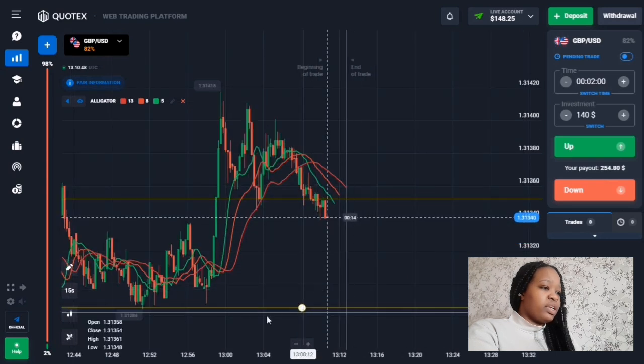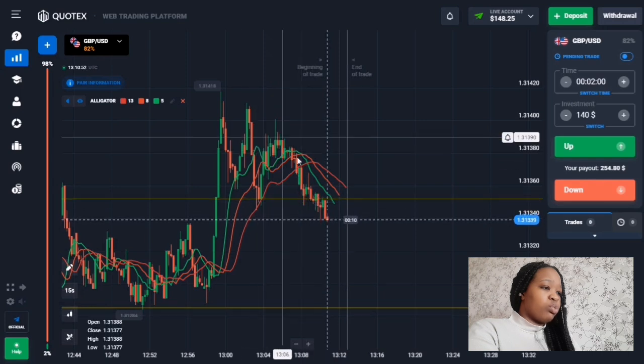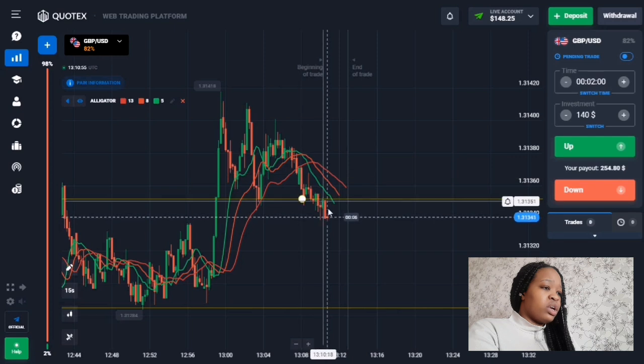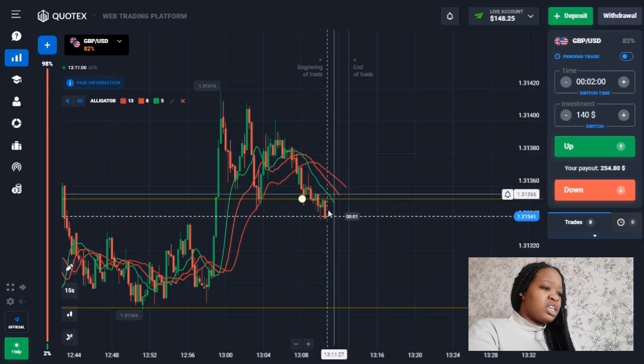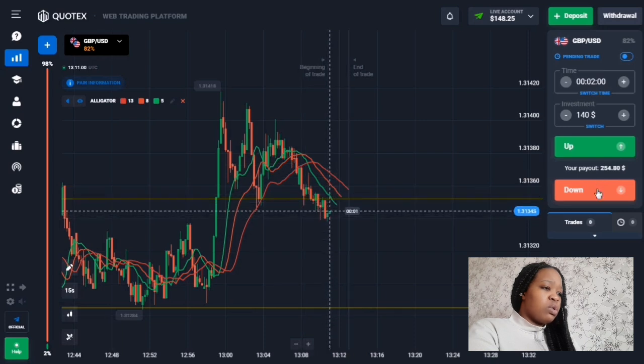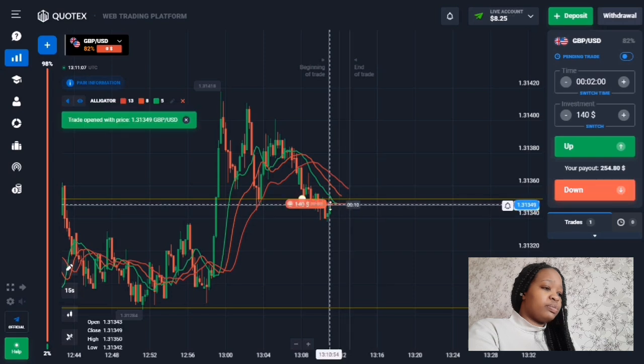This is the main support level, and a little higher is the inner one, and the price is now breaking through it. And I think that the downward trend will continue for some time. So looking at the indicator, the movement is expected. So I'm going to enter a trade for 2 minutes because price is likely to move to the support level. So let me wait and see the results of this trade.